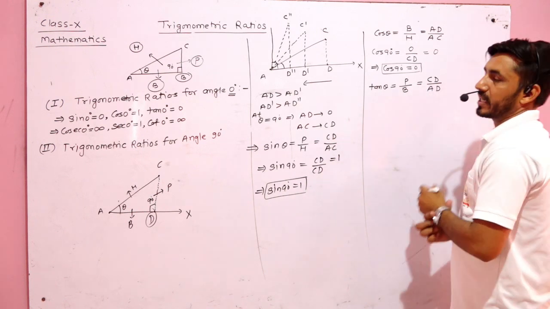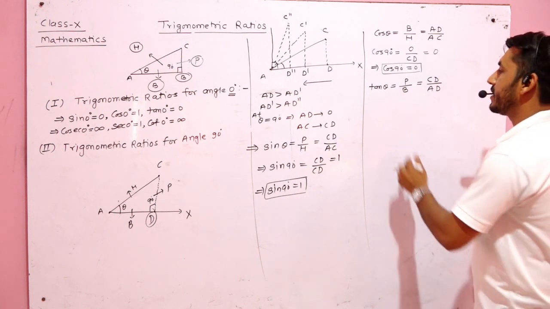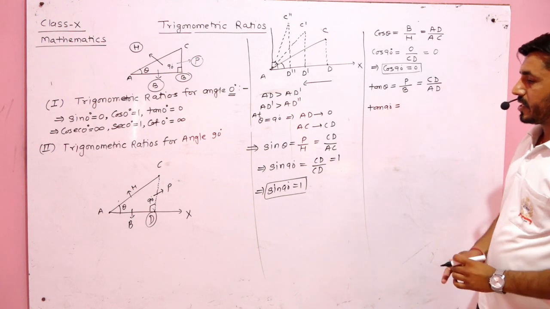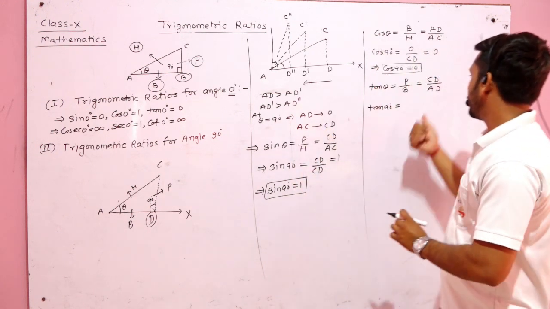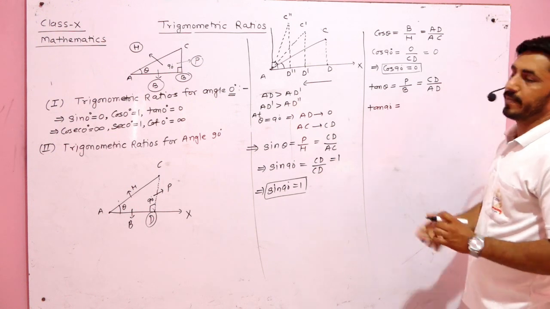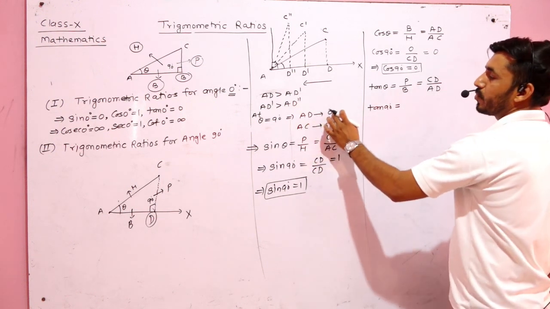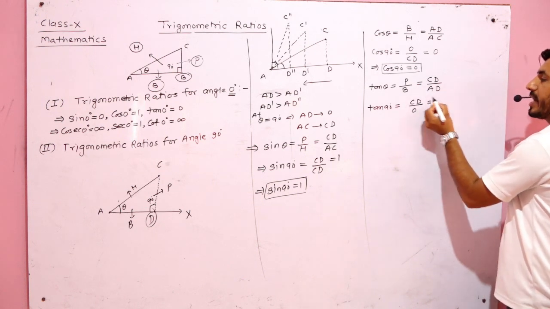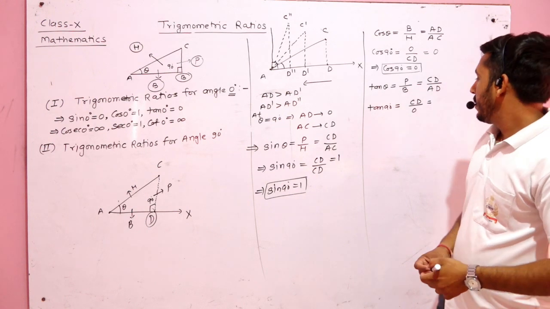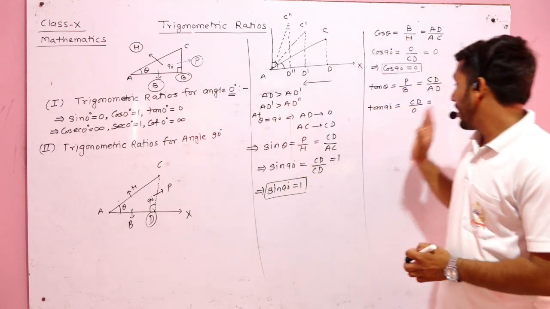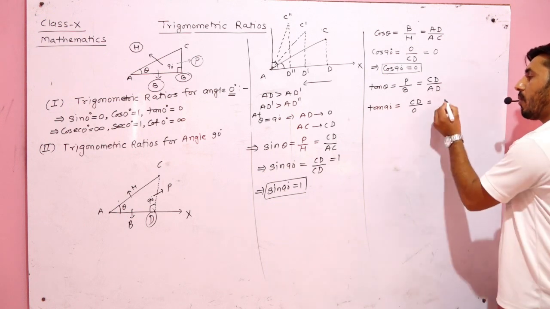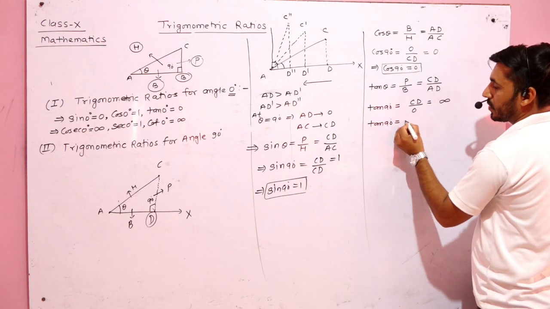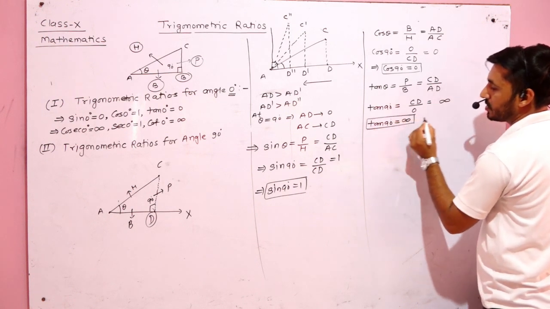If I take the value of theta equal to 90 degree, then tan 90 degree is equal to CD upon AD. What is the value of AD? AD is moving towards 0. Then CD upon 0. It means if we divide any non-zero value by 0, then we will obtain infinite. Then the value will be tan 90 degree is equal to infinite. This is the third condition.